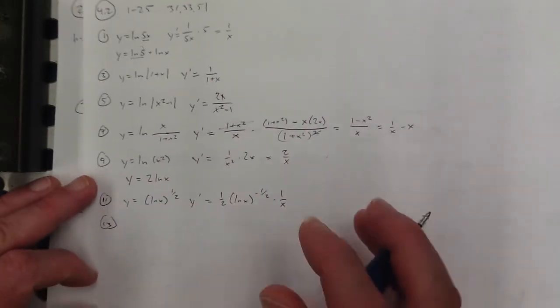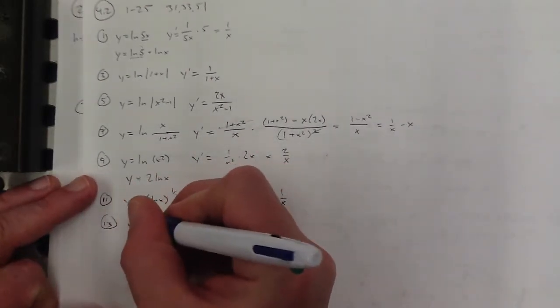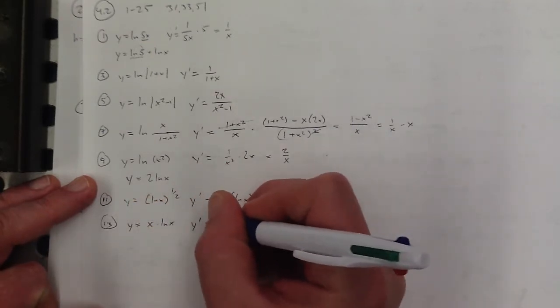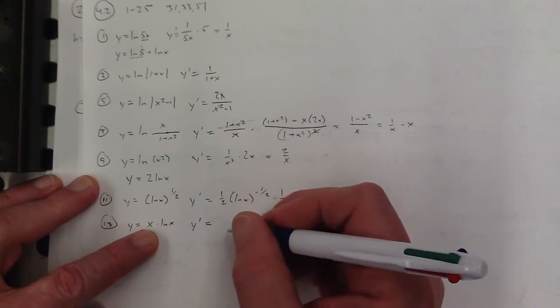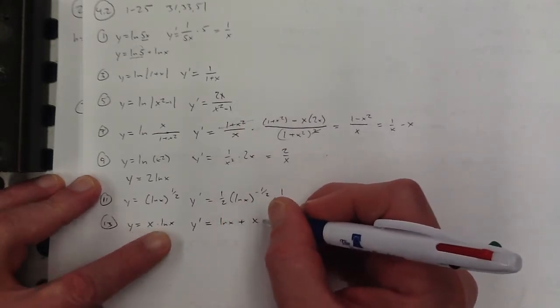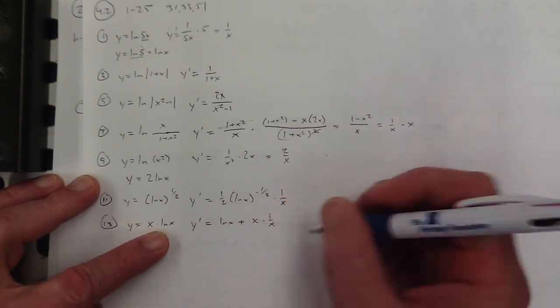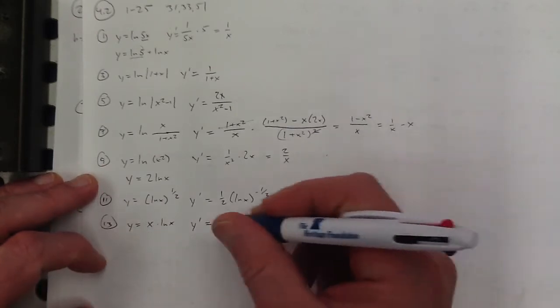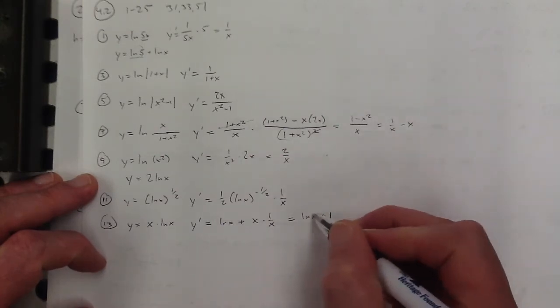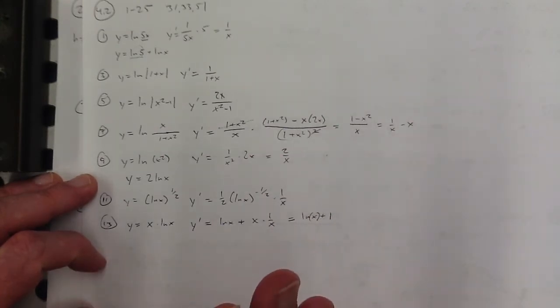Number 13, feeling some product rule coming on here. X, natural log x. Derivative of the first is 1 times the second plus the first times the derivative of the second. So that's just natural log x plus 1. That's natural log x plus 1.